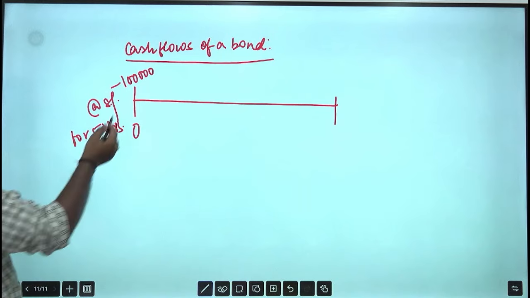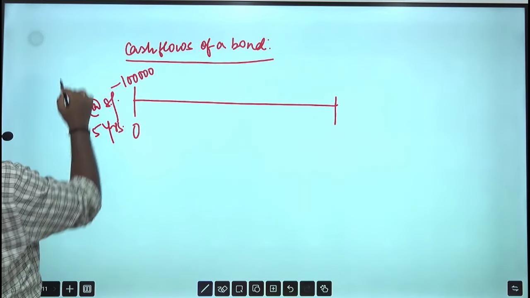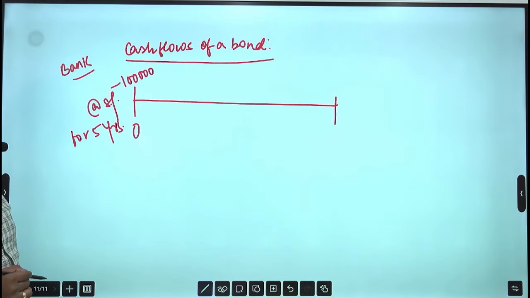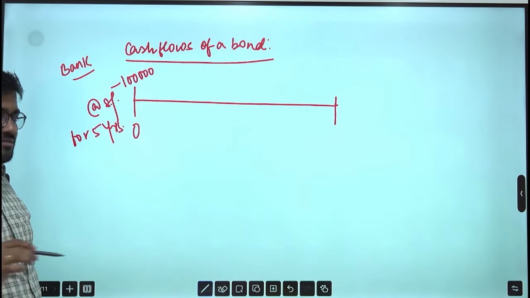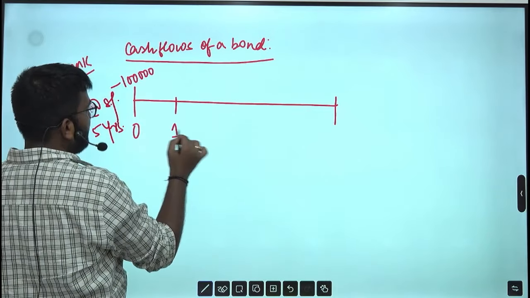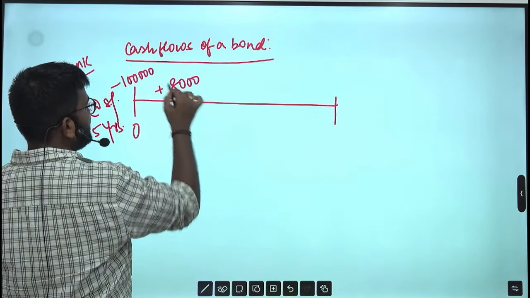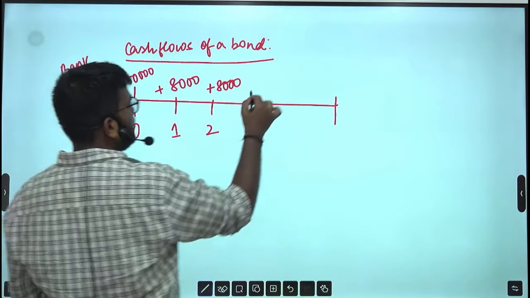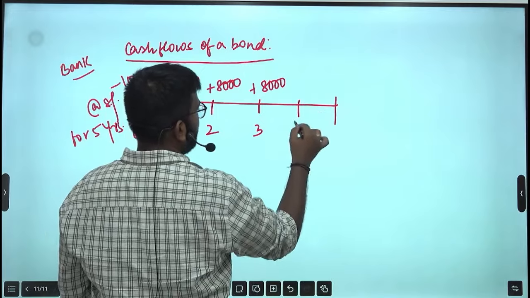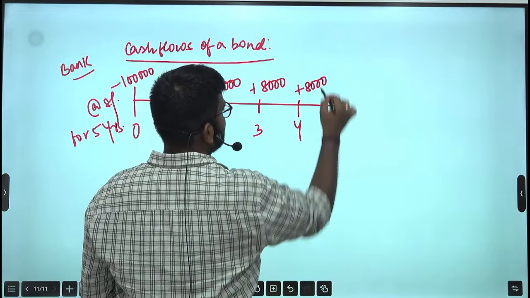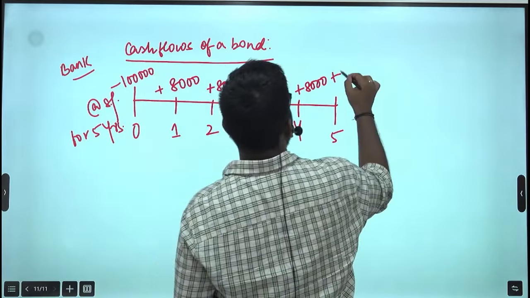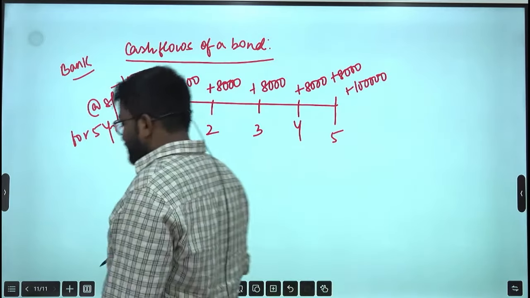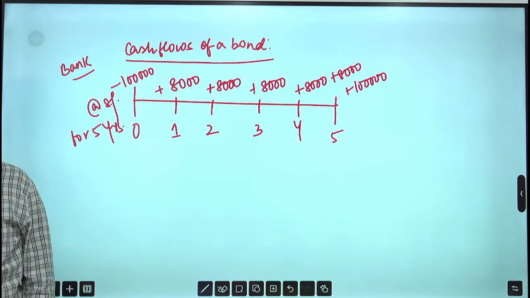Let's suppose you are the bank, okay? So you have given someone 1 lakh rupees for 5 years at the rate 8%. So at time 1, you're going to get 8,000 as interest. At time 2, you're going to get 8,000 as interest. At time 3, 8,000 as interest. At time 4, 8,000 as interest. And at time 5, you're going to get the 8,000 as well as the principal amount of 1 lakh. This is known as the redemption amount. Okay.